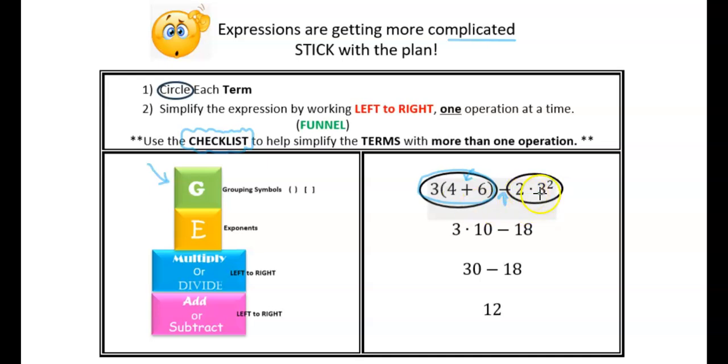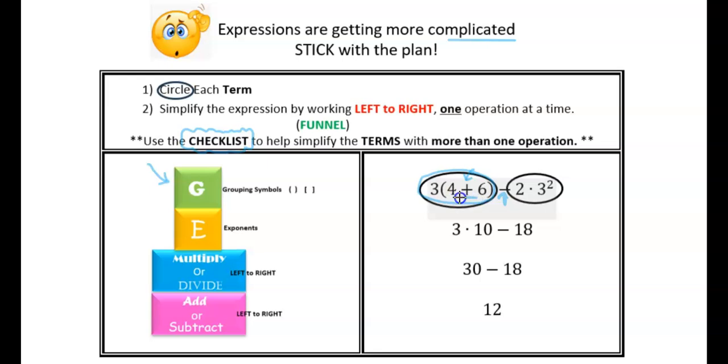This also has 2 operations. It's got exponents right here and multiplication. So it's a little more tricky. It gets a little more complicated. So we have to slow it down. So I circled this term and I circled this term. Now we simply do the math on each of those terms.